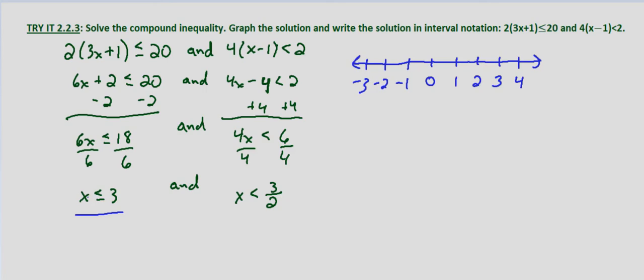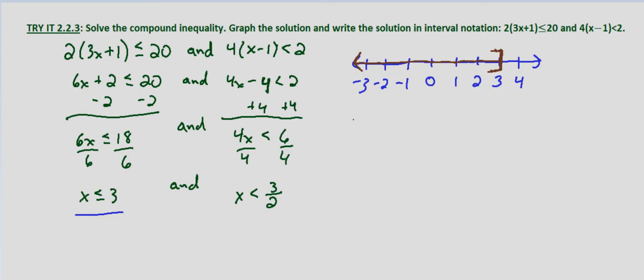It's inclusive because it contains the equal sign. So at x equals 3, we'll either have a closed circle or a bracket. I'll go ahead and use a bracket this time because both of those are equivalent. And it's less than. The bracket indicates that it's equal to, and less than, we will go to the left. So that's our x is less than or equal to 3 part, which comes from the 2 times 3x plus 1 is less than or equal to 20.